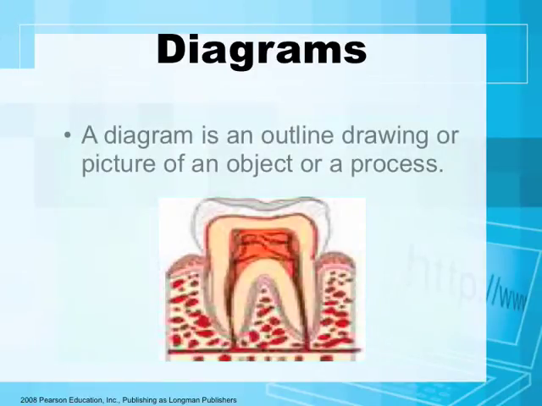Diagrams. Diagrams are the easiest graphic illustration to figure out because they are pictures. They're usually an outline drawing or a picture of an object or a process. In this picture, you'll see a tooth. So probably the material is about dentistry or teeth, and that gives you a visual representation of the material.